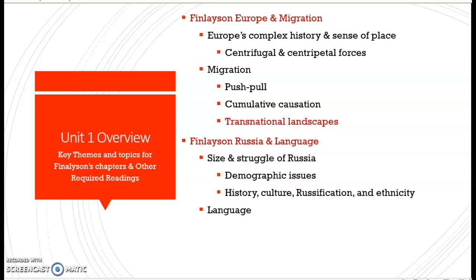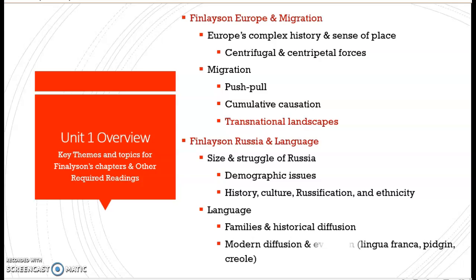And we wrap up with language. We're going to look at the general language families and historical diffusion. So why do we speak this language in this part of the world? But what I think you're going to find interesting is the modern diffusion and evolution of languages. We're going to look at trade languages, which are known as lingua franca, and see how English, with fewer than 400 million first-language speakers, is being learned by about 1.5 billion people today for financial reasons, to support tourism, and to engage in international communication.